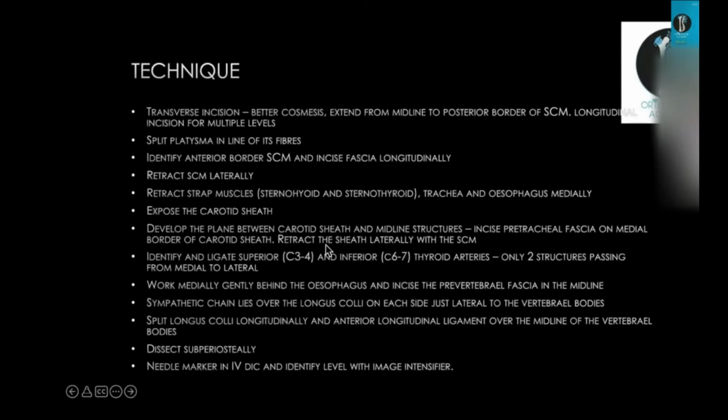So this is what it says. Superior and inferior thyroid arteries, they're the entry structures, go medial to lateral. And then you basically need to work medially and go gently because you're going behind the esophagus. And then, as you said, down onto the prevertebral fascia in the midline. Make sure you stick in the midline because you've got the sympathetic chain over the longus colli on each side. You split it longitudinally on the anterior longitudinal ligament, and then you dissect it subperiosteally.